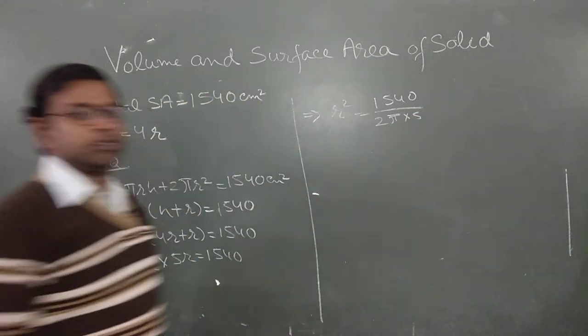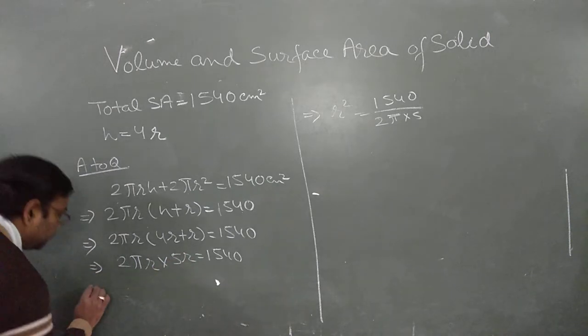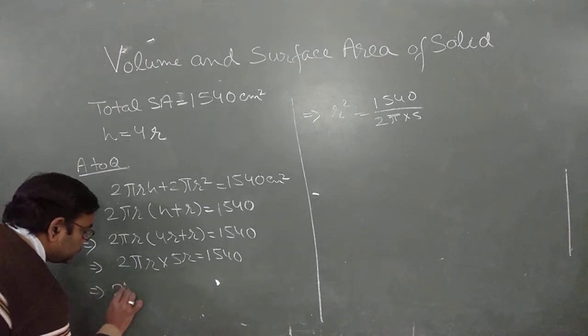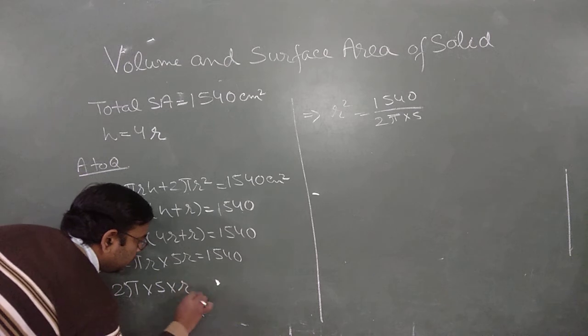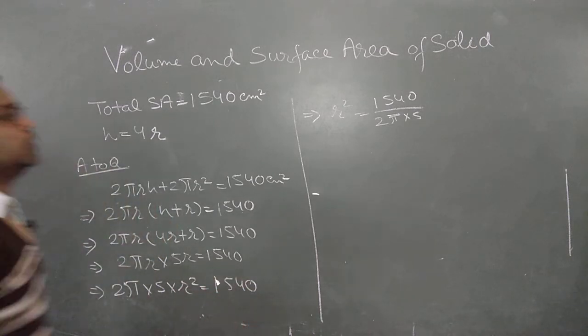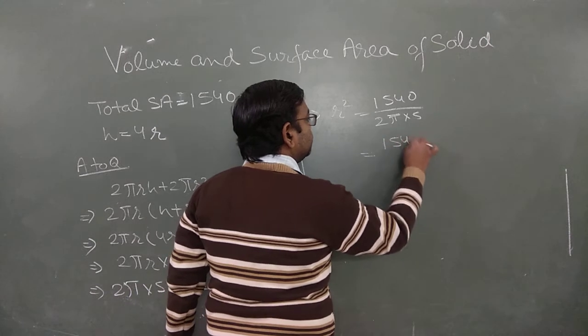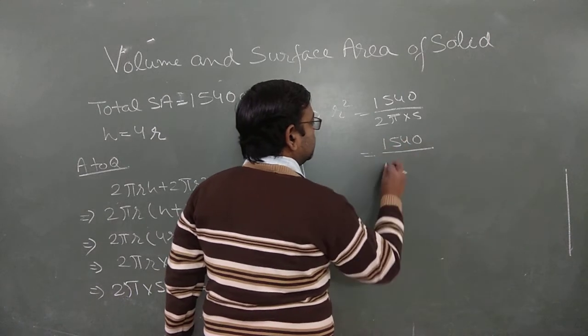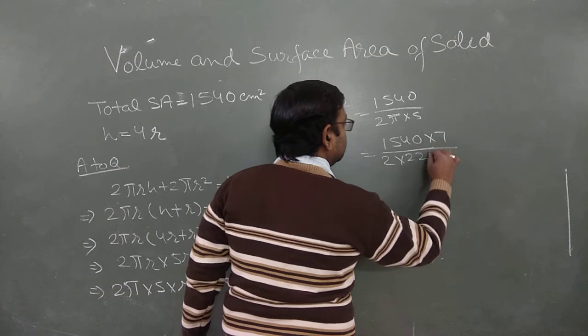Now we can easily solve it. And if you are confused, you can easily write down over here 2 pi into 5 into r square equals 1540. Now we can easily say 1540 by 2 into 22 by 7 into 5.